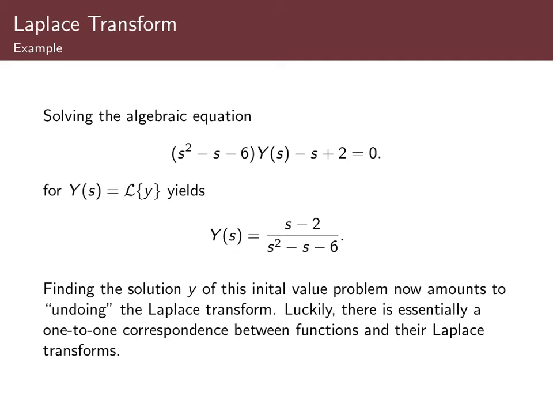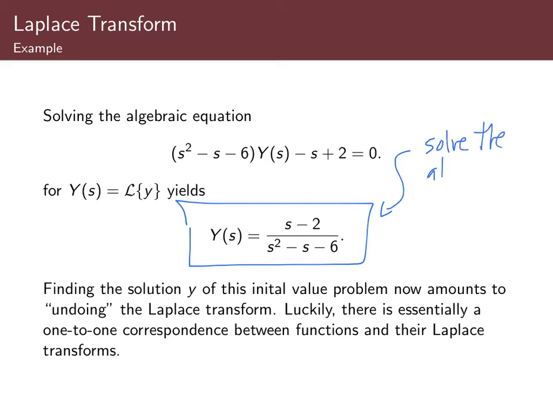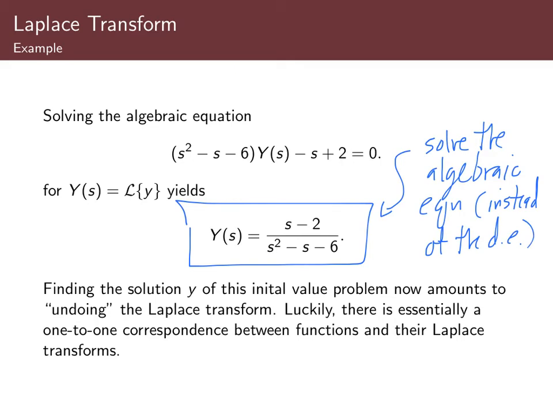We can solve this algebraic equation and get this rational function for big Y. So we solve the algebraic equation, and that's instead of the differential equation. So we've solved an algebraic equation instead of a differential equation. And then finding the solution is just transforming back or undoing the Laplace transform. And luckily there's essentially a one-to-one correspondence between functions and the Laplace transform. So we can apply what's called the inverse Laplace transform here and get little y.